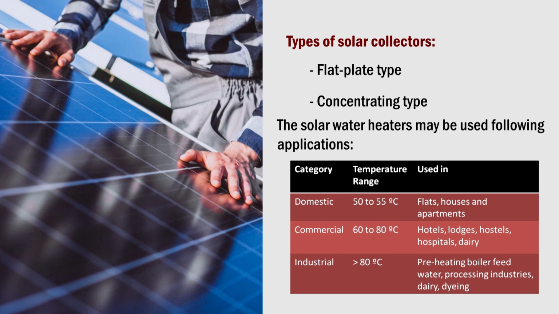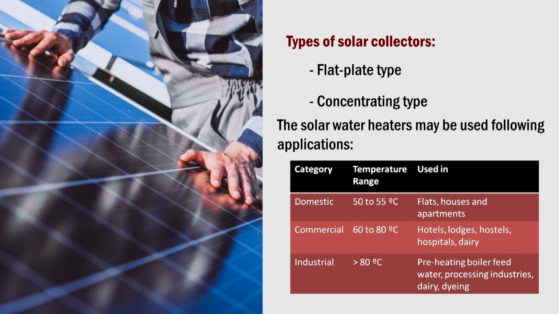Now we talk about the commercial purpose. Commercial purpose means if you need the temperature of water or air from 60 to 80 degrees centigrade, it comes under the category of the commercial purpose. And under the commercial purpose, it can be used in hotels, lodges, hostels, hospitals, dairies, etc.